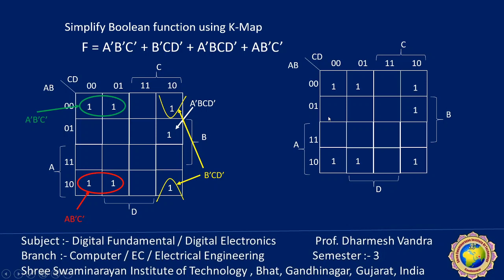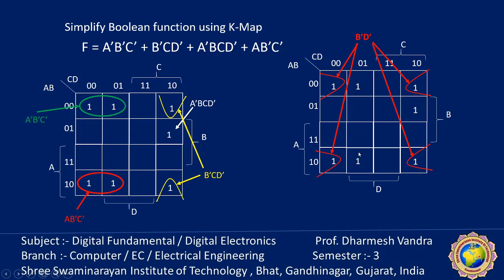Let's just redraw this. So we can now make a simplified function. First, is it possible to make 8? No. Is it possible to make a bunch of 4 adjacent cells? Yes, this one. All corners. The corners are indicated by B dash D dash. The value of B is 0 and D is 0 in all corners, so we take B dash D dash. Now how many minterms are left?